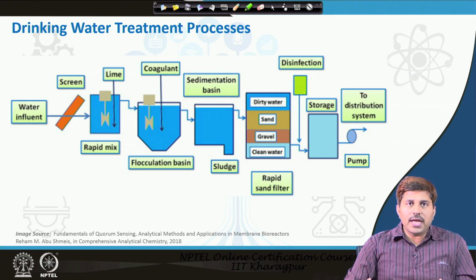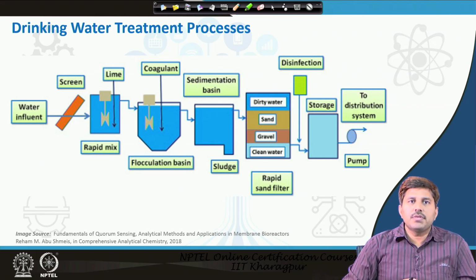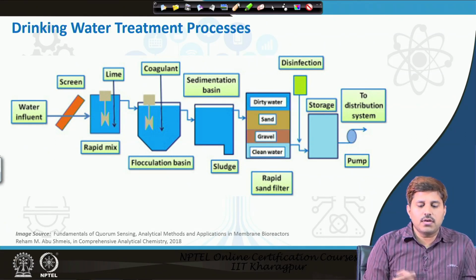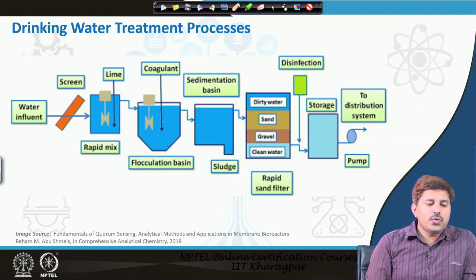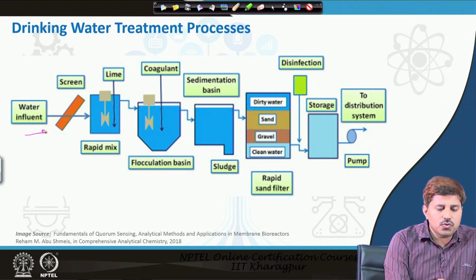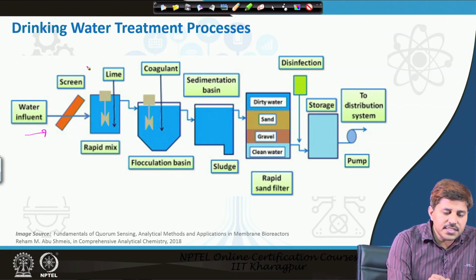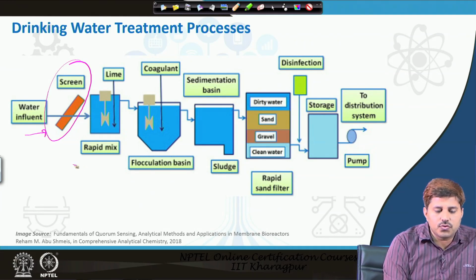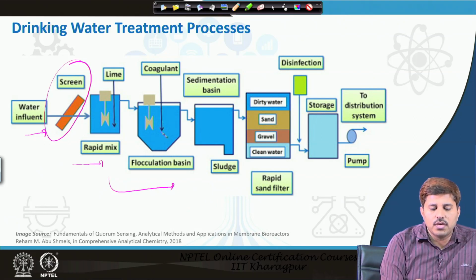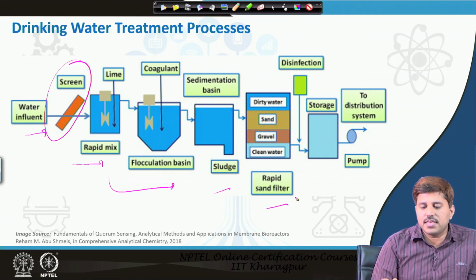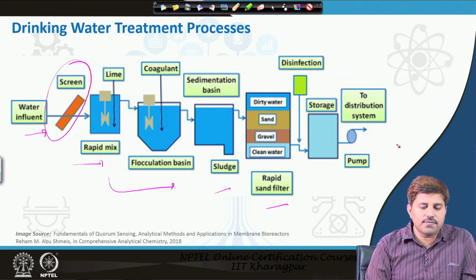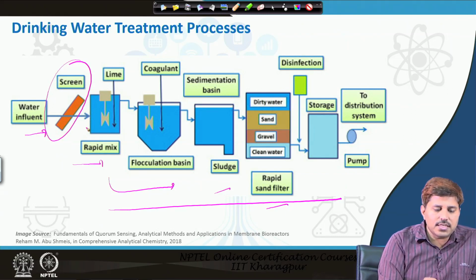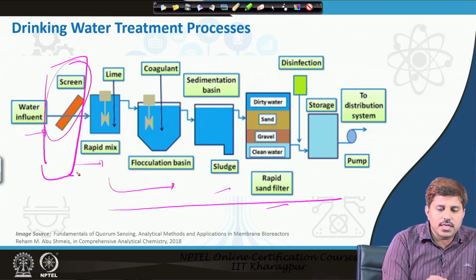So, if we look back at drinking water treatment processes, although it is source dependent, for a typical water sourced from surface water, we get the water influent from the source, and then it is screened through a mesh, what we call a screening process, and then it goes to a rapid mix, then to a flocculation basin, then sedimentation, rapid sand filter, disinfection, and then it is distributed. We will talk about these processes later, but we are going to start the discussion with the preliminary processes over here.